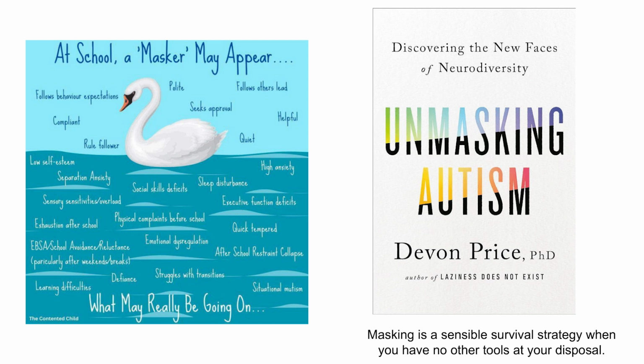So masking, I recently read this book, Unmasking Autism, which gives a broad overview of some of the challenges that can happen when you mask. And they talk about how masking is a sensible survival strategy when you have no other tools at your disposal. The problem with masking is that, as you can see from this figure, there's a lot of things going on below the surface. And so you may think that everything is fine, and you might be tempted to say, oh, that student doesn't have a disability, but you're not seeing the underlying things.